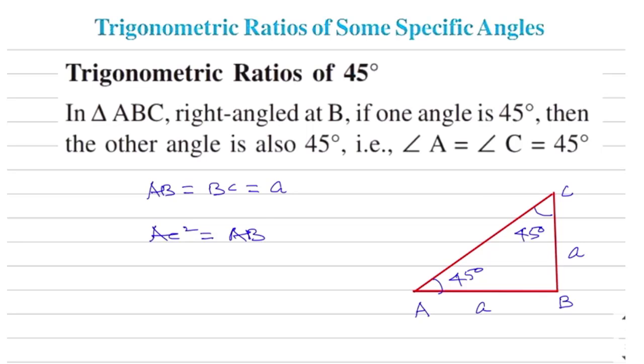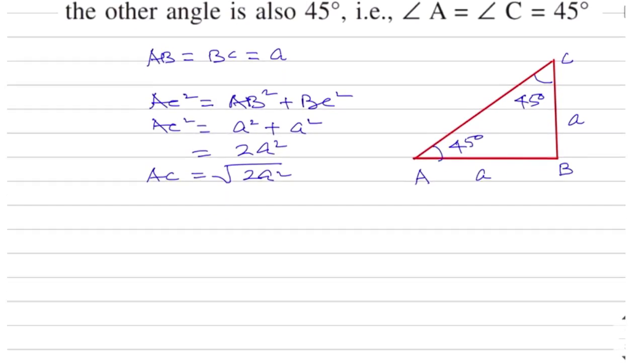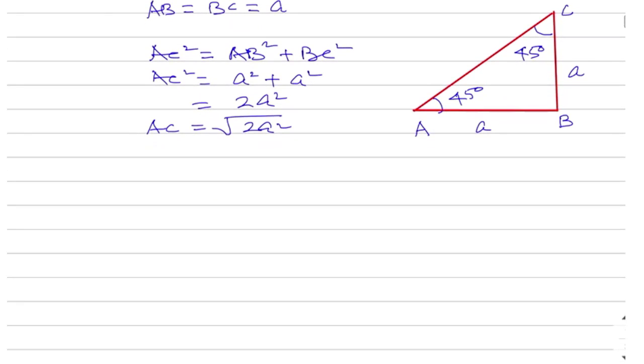Therefore, using Pythagoras theorem, AC square is equal to AB square plus BC square. Now putting the value of AB and BC, AC square is equal to a square plus a square, that is equal to 2a square. Therefore, AC is equal to square root of 2a square. Therefore, AC is root 2 a. So the length of AC is root 2 a.